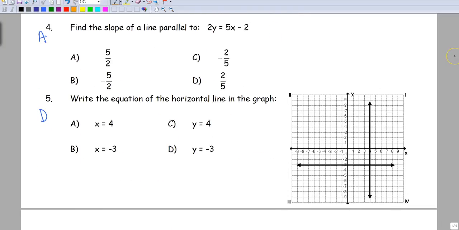Number 4, find the slope of a line parallel. To find your slope, you always need to solve for y. So we will go ahead and divide by 2. And my slope in this equation is 5/2. Therefore, my parallel slope will be the same.